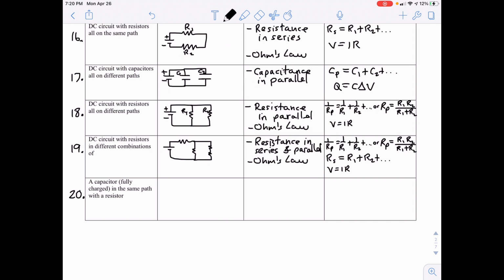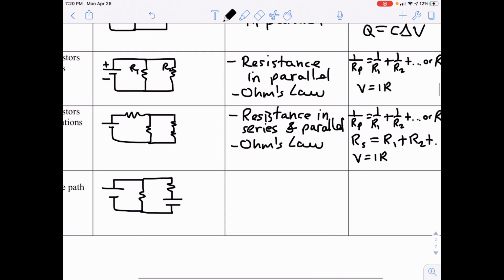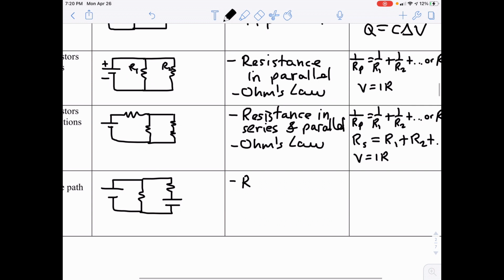And in number 20, we have a fully charged capacitor on the same path as a resistor. So maybe we have something like this, where you have a resistor on one pathway, and then a resistor and a capacitor on a completely separate pathway. This is known as an RC circuit.